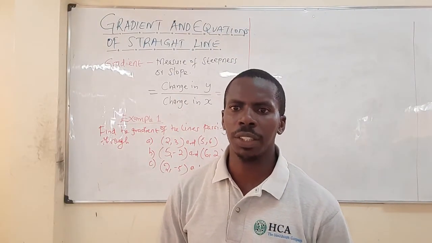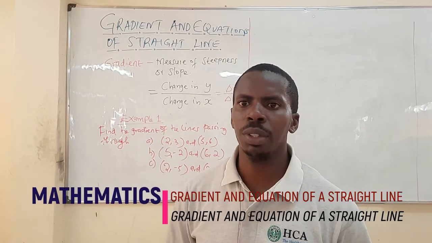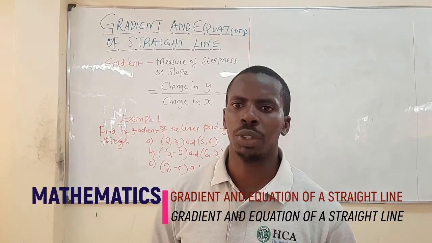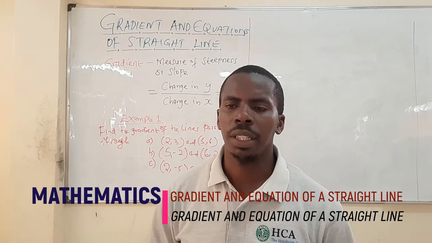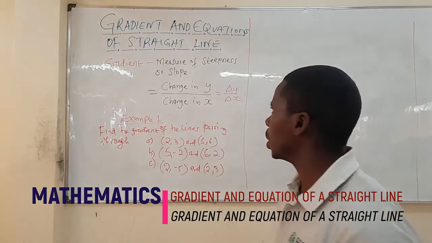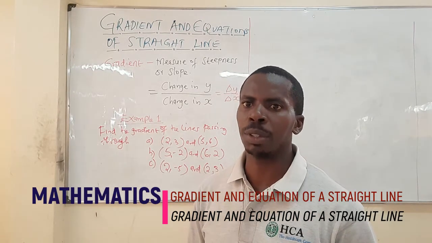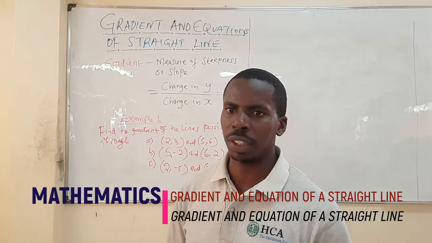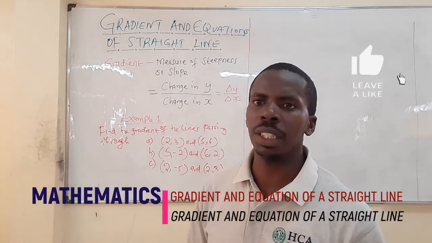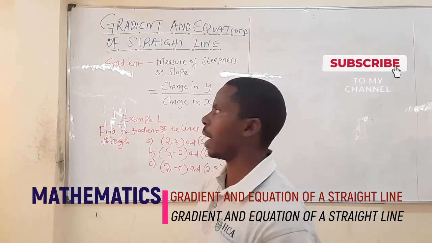Welcome to another lesson, and we're going to look at a topic in Form 2 known as gradient and equation of a straight line. We're going to start by defining what gradient is, and then we're going to see how we are going to be able to get the equation of a straight line. This topic revolves around the two: the gradient of a line and the equation of a line.